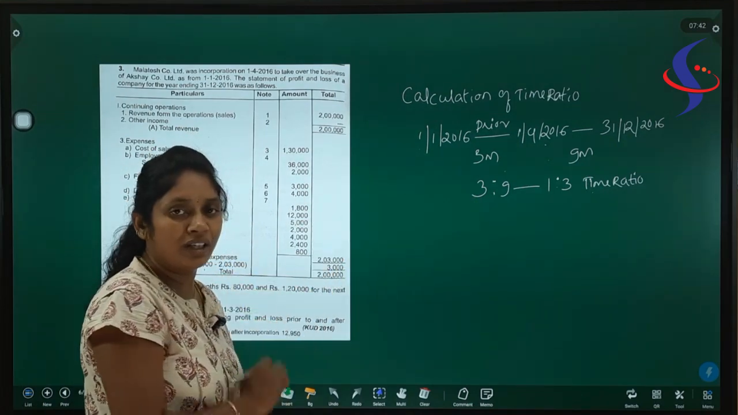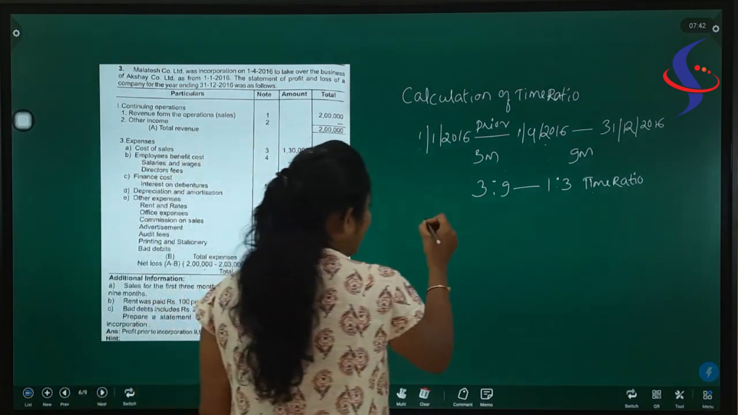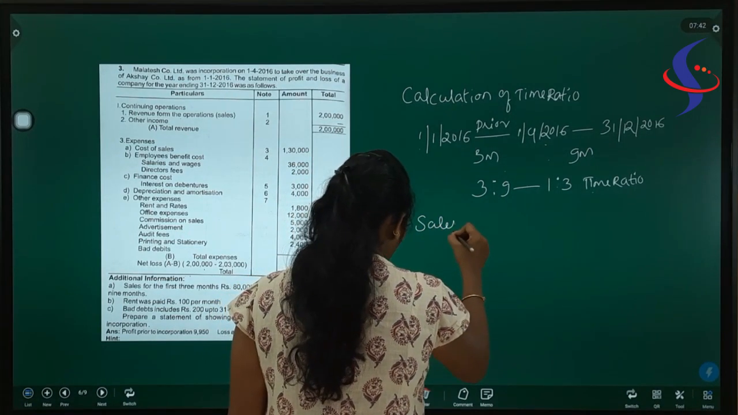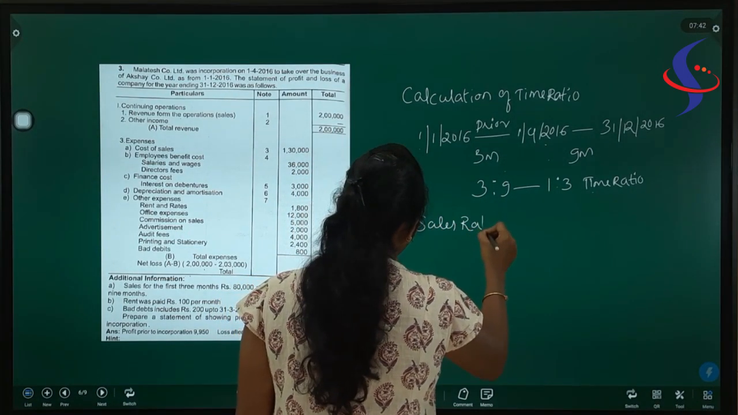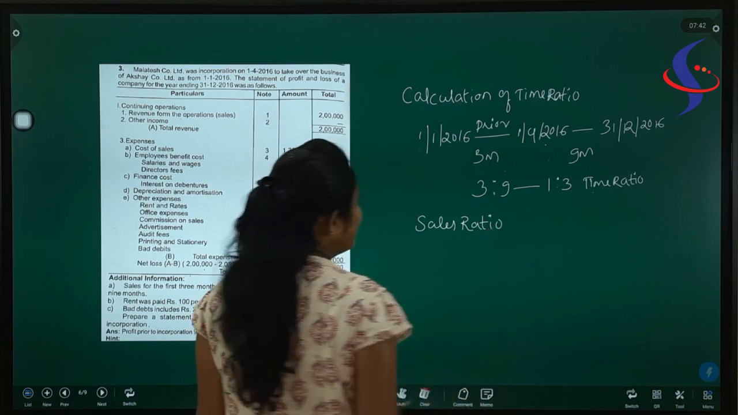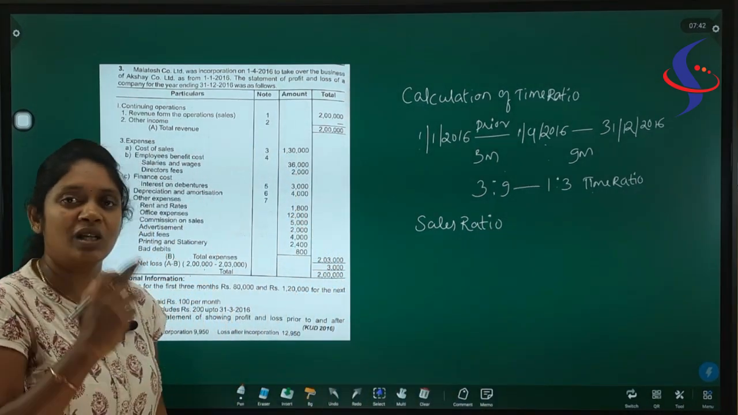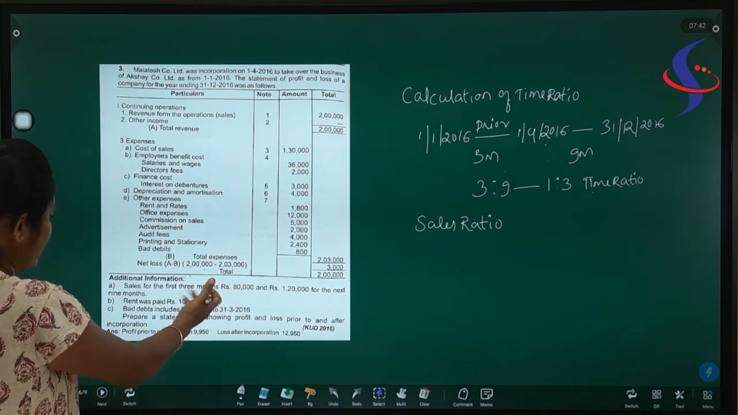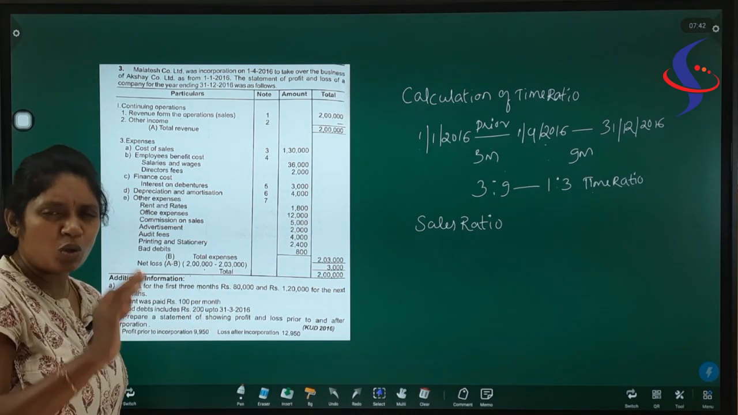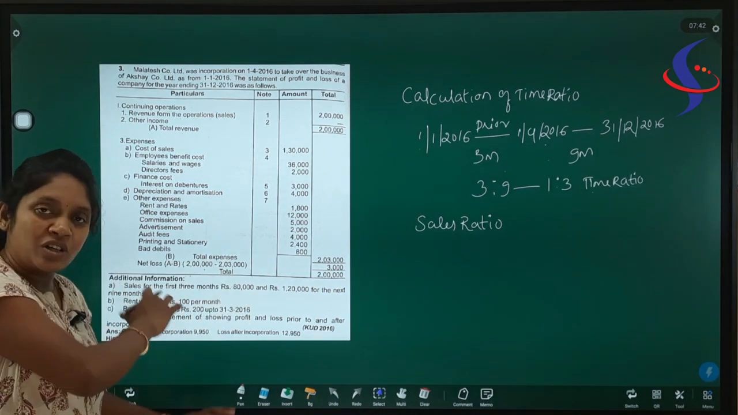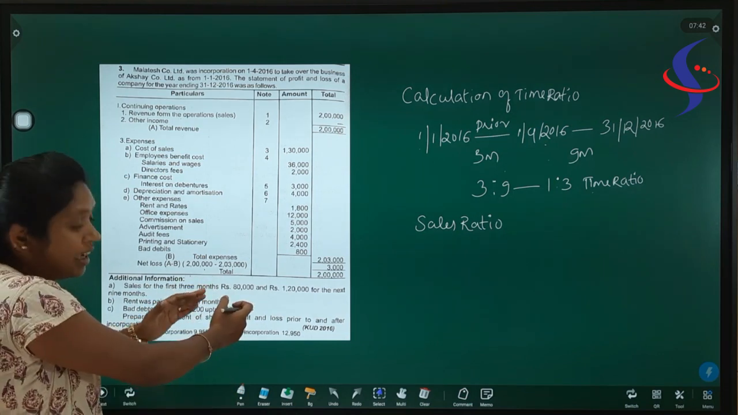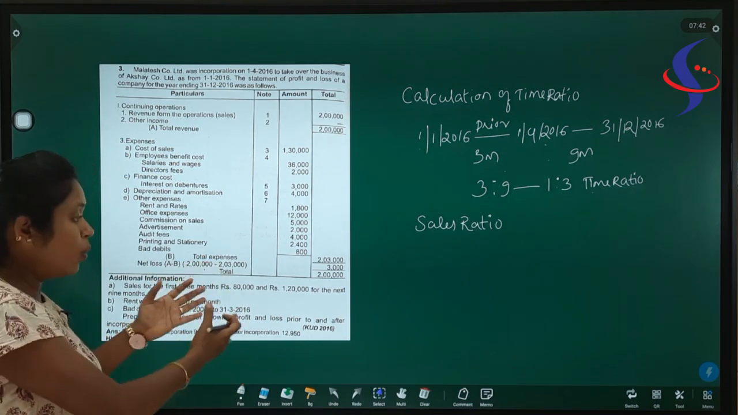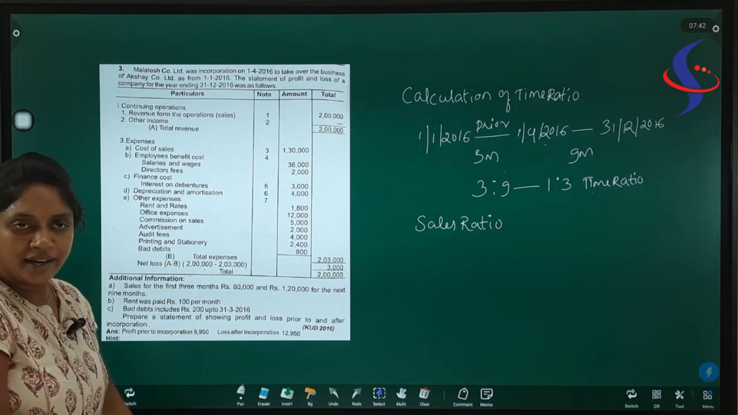After the time ratio, the next thing you need to calculate is sales ratio. In order to calculate sales ratio, you should concentrate on sales for the prior period and sales for the after period. Can you see that information anywhere here? Yes, here it is. In the additional information, most of the time the sales will be given there only. You can directly see what the sales are and how they are divided.